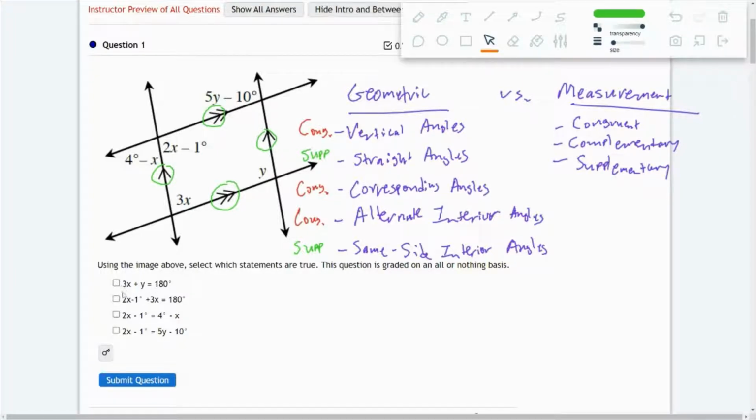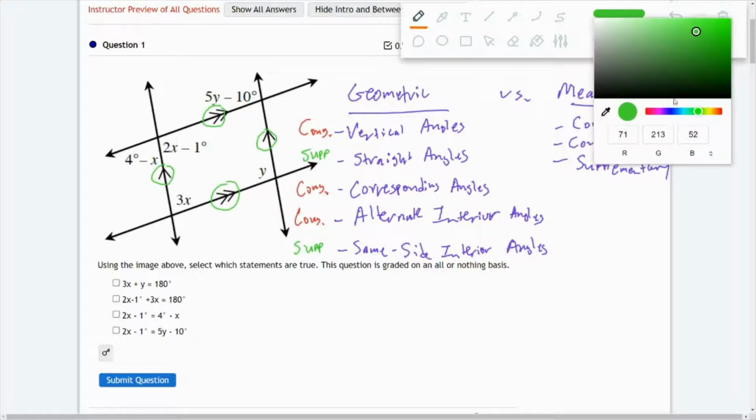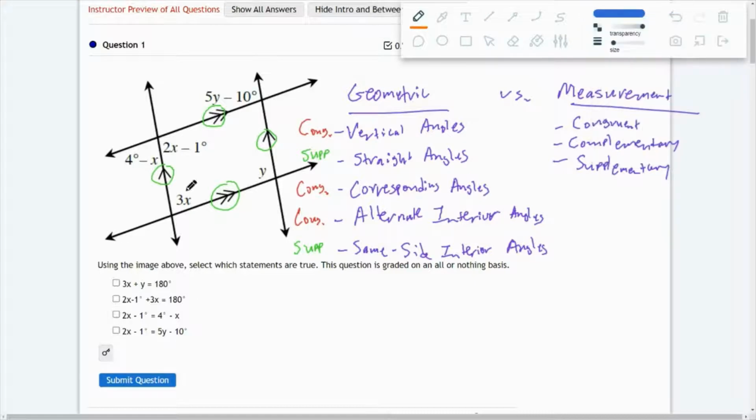So starting here, I'm looking at 3x plus y is equal to 180. So I'm looking at 3x, I look at y. These lines are parallel, right? And so what do we know about this specific angle, 3x and y? Well, notice this angle is inside of the parallel lines. And on top of that, they're on the same side of the transversal. This blue line here sort of acts as the transversal. It cuts through those two lines. And so because of that, they're same side interior. And we said earlier that same side interior angles are supplementary. So 3x plus y equals 180. This is true. They're supplementary.